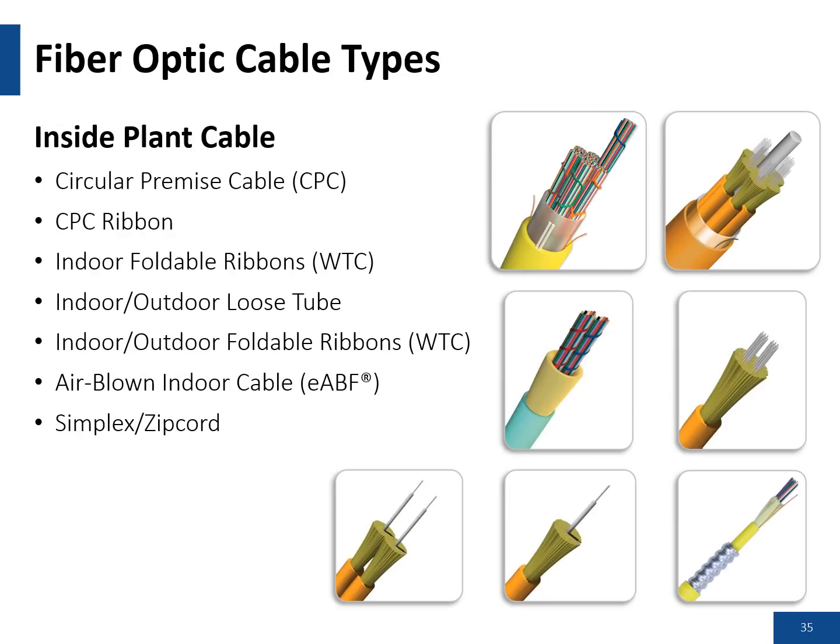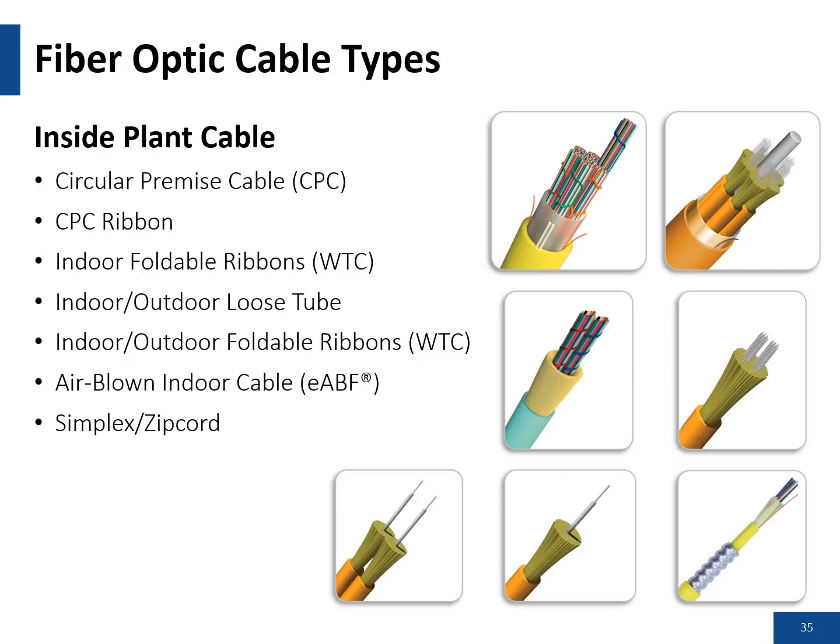A listing for the National Electric Code of either general purpose, riser, or plenum. The first one is called circular premise cable, or CPC. There's CPC ribbon, which is basically a circular premise cable that has a traditional ribbon in it. There's indoor foldable ribbons or collapsible ribbons, again, what we call our indoor wrapping tube product. There are indoor-outdoor loose tube cables, which again qualify for both the code listings for indoor requirements as well as the rigors of resistance to the outside plant environment.